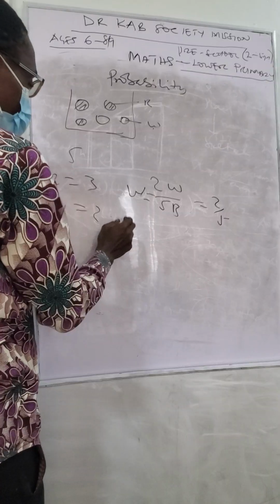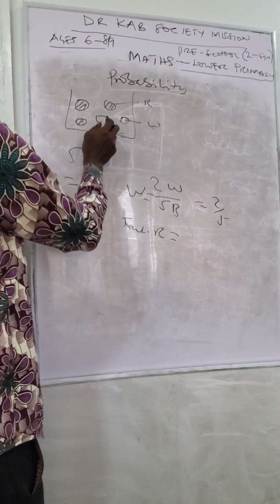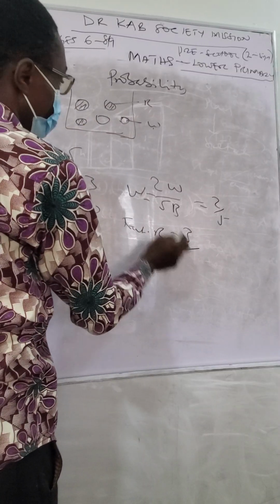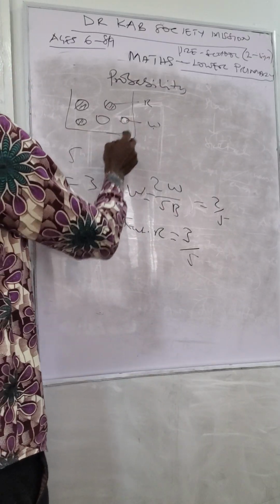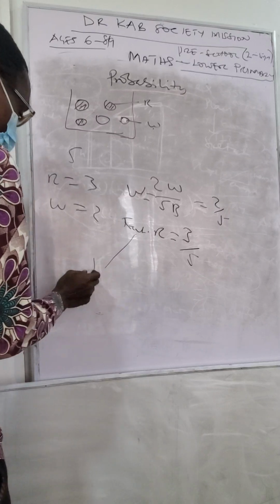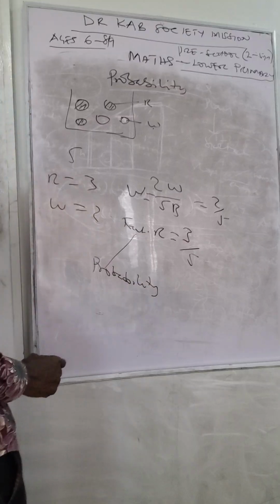What will be the fraction of red there? Red we got 3. Okay, we have 1, 2, 3. So it will be 3 over the total, 3 over the total, which is 5. So your amount over the total is what we call fraction. And this fraction we can call probability.